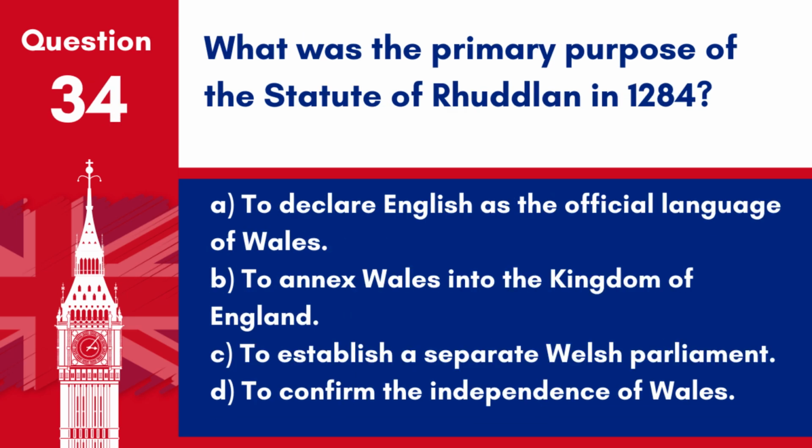Question 34. What was the primary purpose of the Statute of Dublin in 1284? A. To declare English as the official language of Wales. B. To annex Wales into the Kingdom of England. C. To establish a separate Welsh Parliament. D. To confirm the independence of Wales.